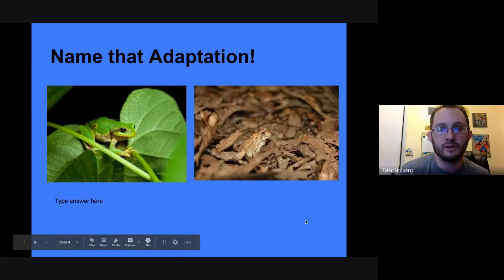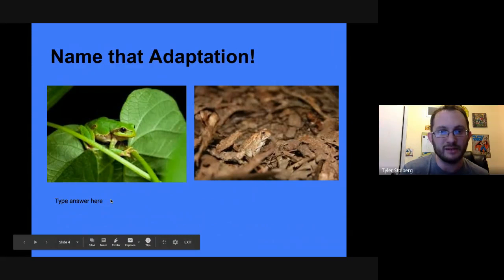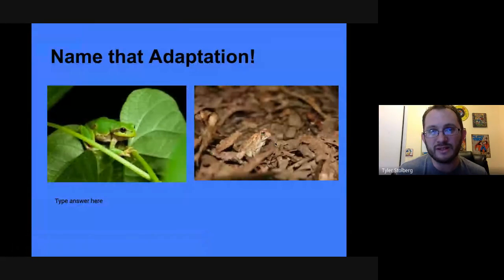Okay. So on this slide, it's really simple. You're just going to name the adaptation that you see and type the answer right in here. Both of these animals have the same adaptation, but they live in different areas. Imagine if this green frog lived where this brown frog lived, he'd get eaten pretty fast because he'd stick out very easily. He's going to live around leaves and up in trees. This one's going to live more towards the ground. So what is the adaptation that both of those have?